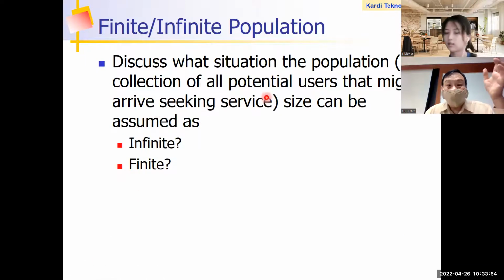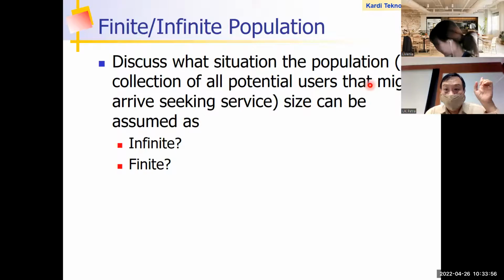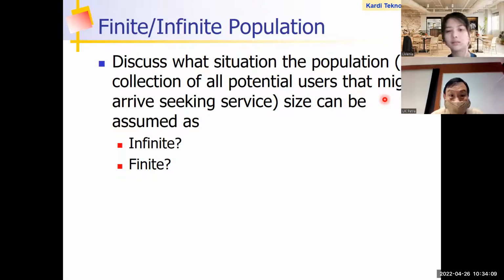So, next, in queuing type, now depends on the population. Population means the demand, the user, the customer. So, is it finite or infinite? If in general it's infinite, meaning you don't know how big the number of customers is, right? In general, if you don't know, assume infinite.